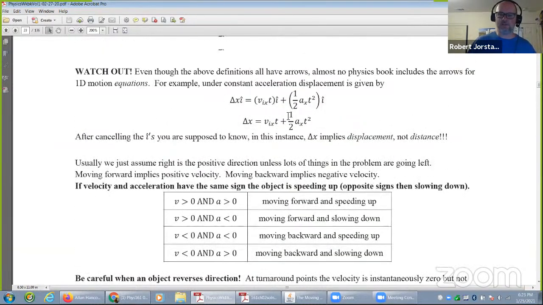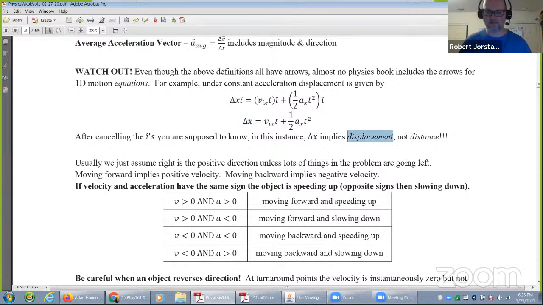I'm going to show you something here. Remember, when I write that equation, there's an implied i hat. And so we usually cancel them out. So you are expected to know that delta x in this form means displacement. That's a vector, which could be plus or minus. It does not mean distance. Distance is always positive. Displacement, as we've seen today, could be positive. You could change position to the right, or you could change position to the left. It could be positive or negative.